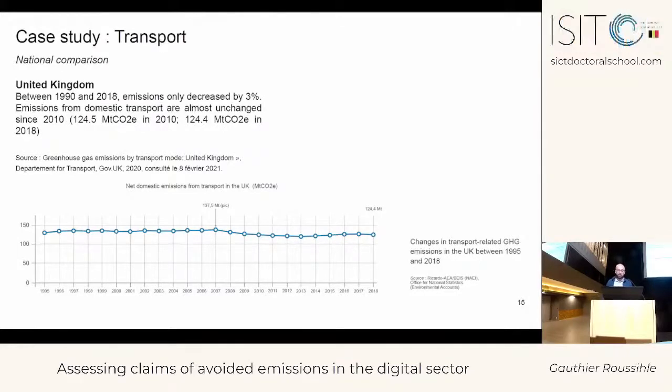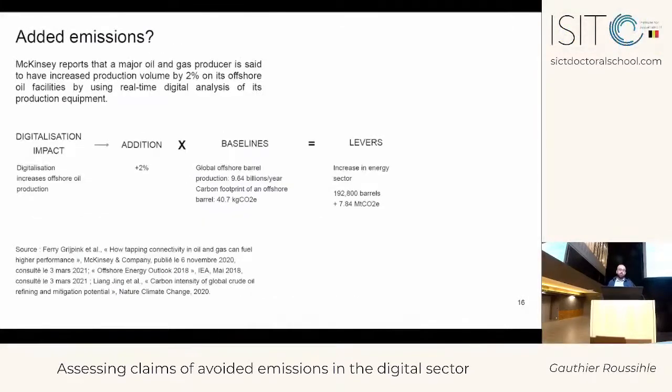So since I was a bit of a joker, I wanted to use the methodology the other way around. Instead of thinking about avoided emission, I wanted to look at added emission. It might exist. So I used the digitalization impact. According to McKinsey, digitalization increased offshore oil production by 2% on oil facilities using real-time data and digital analysis of their production equipment. So we have plus 2% of offshore barrels produced.